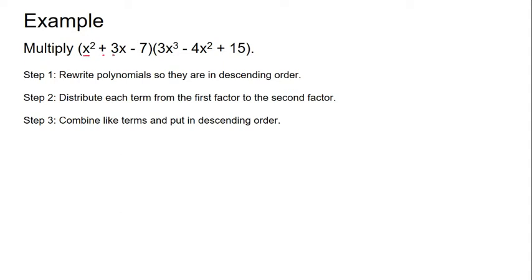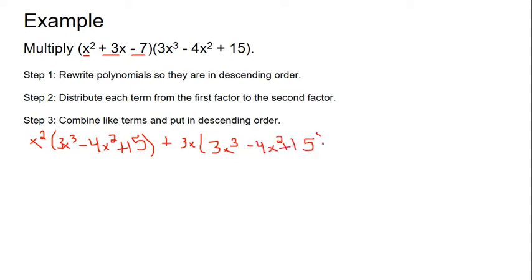So we're going to take each term here in this first one and distribute it to all 3 terms of the second one. So I'm going to start out here. So I'm going to have x squared, and I'm going to multiply that times the whole entire second polynomial. Then I'm going to take my plus 3x and do the same thing. We're going to multiply it times the whole entire second polynomial. And lastly, our last term there, our negative 7, we're going to do the same thing.